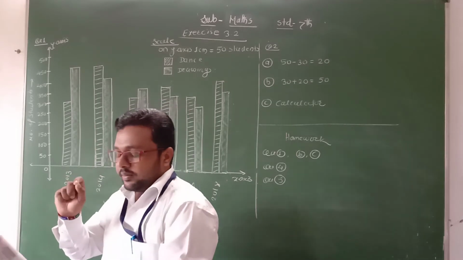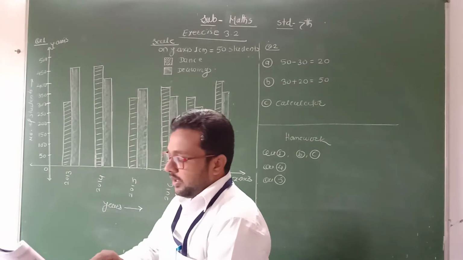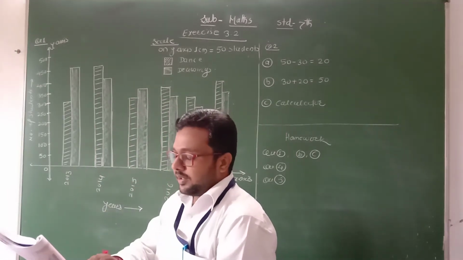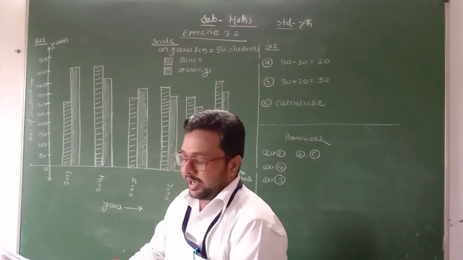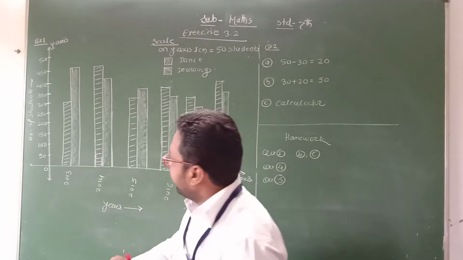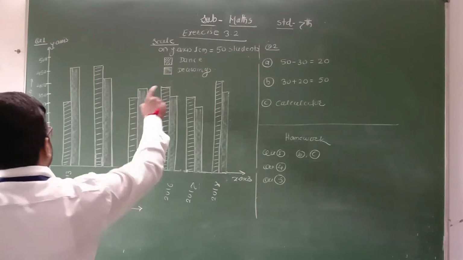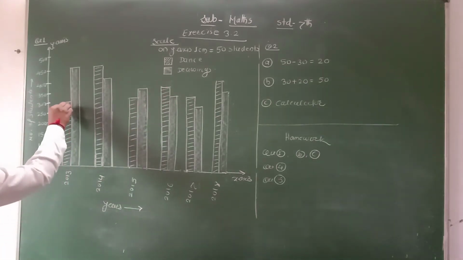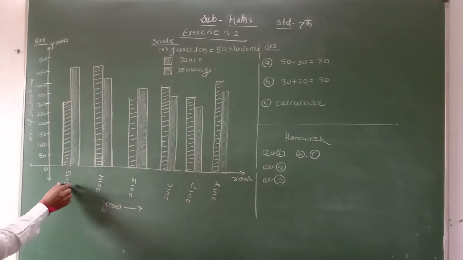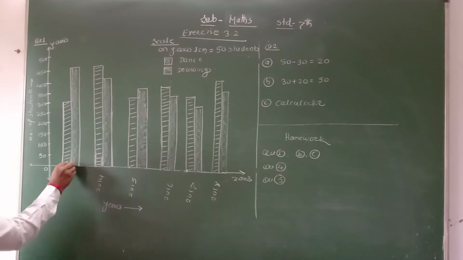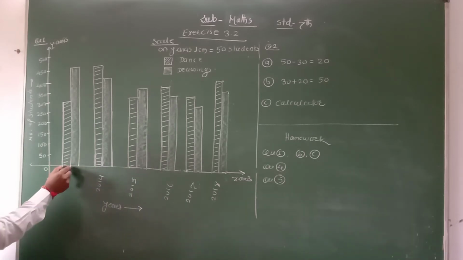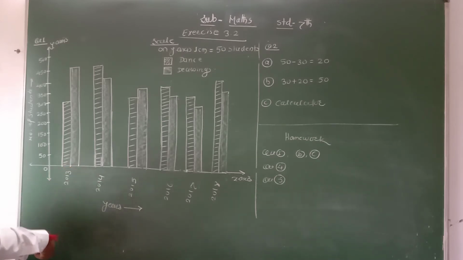Now in 2013, the number of students for dance is 300 and for drawing 450. Therefore for the dance, 300, here we draw for 2013. This 1 centimeter is divided into half centimeter, half centimeter, or 0.5 centimeter, 0.5 centimeter.